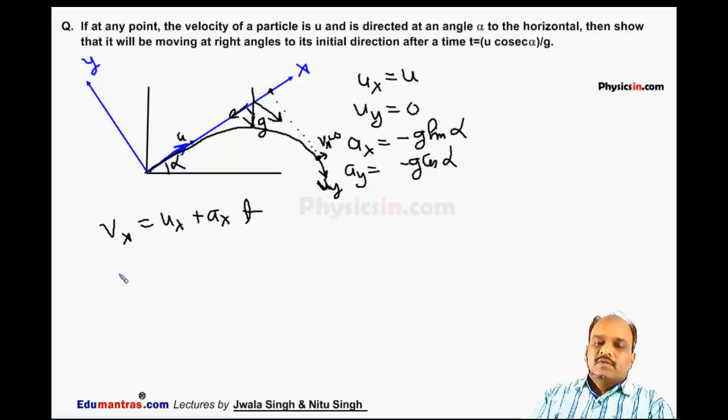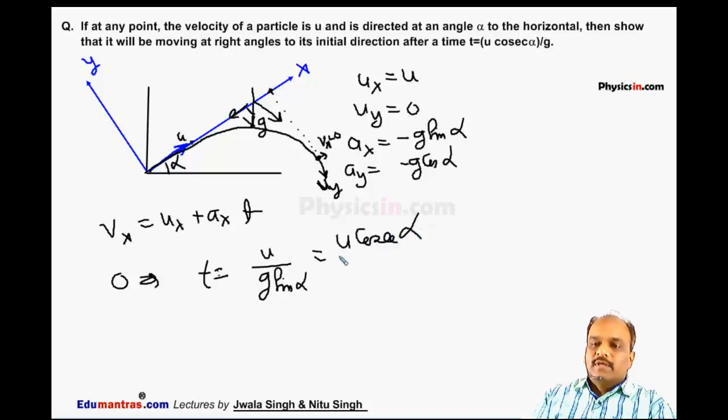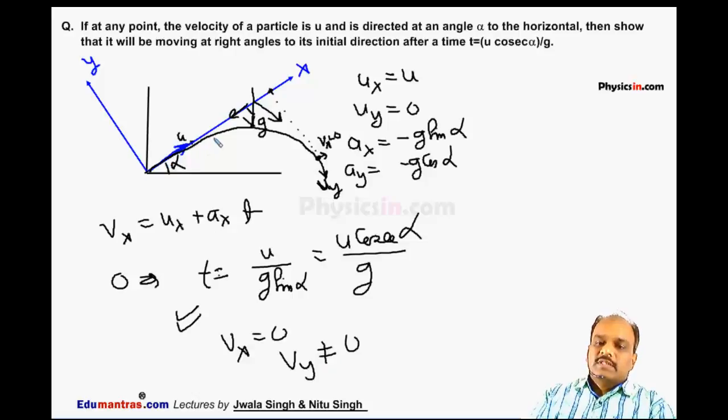So if I put Vx equal to 0, it will give me t, which is equal to ux, meaning u, divided by ax, meaning g sin alpha. So it is u cosec alpha by g. This is the time when the velocity of the particle is along the y-axis, Vx becomes 0 and Vy is not 0. So the initial velocity is along the x-axis and the velocity at this instant is along the y-axis. So these two velocities are mutually perpendicular.